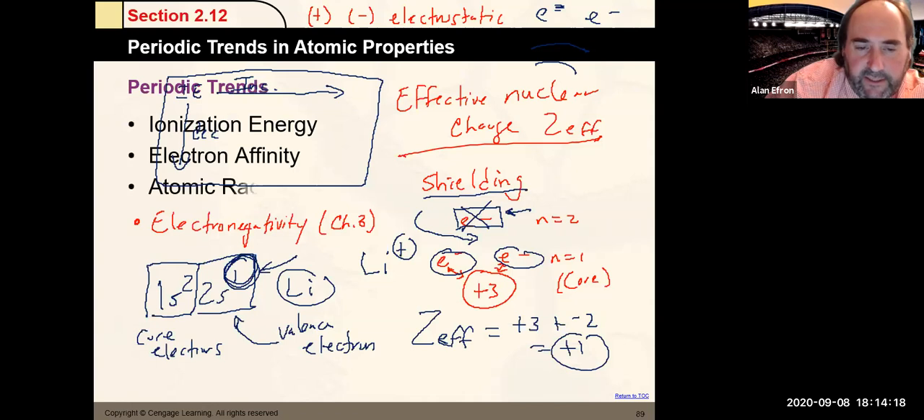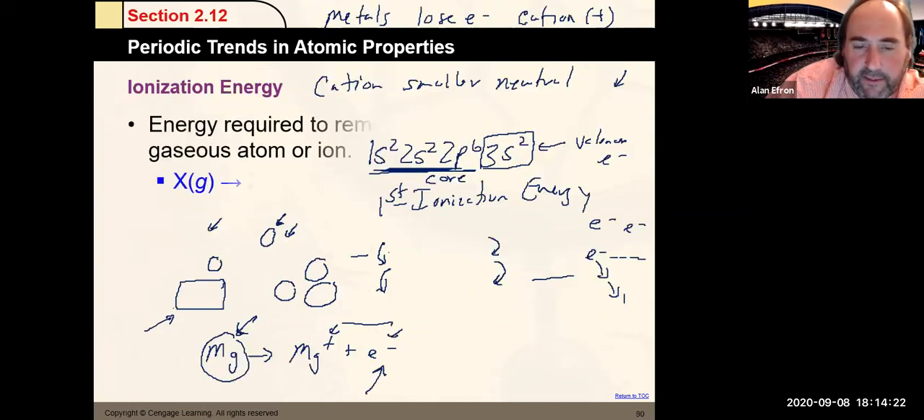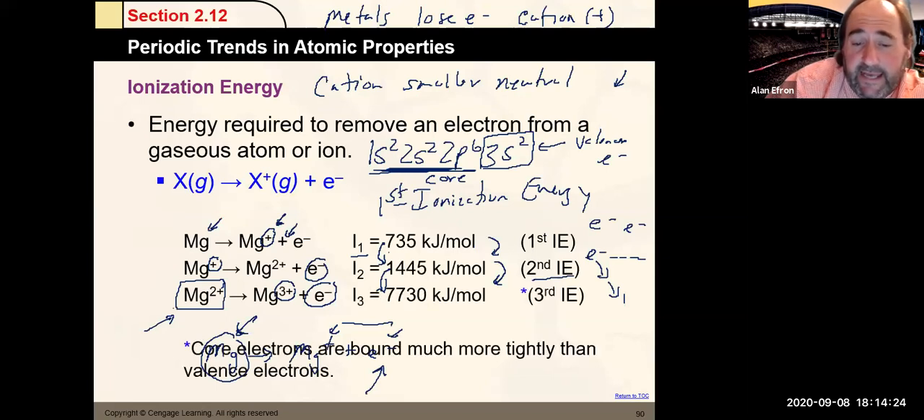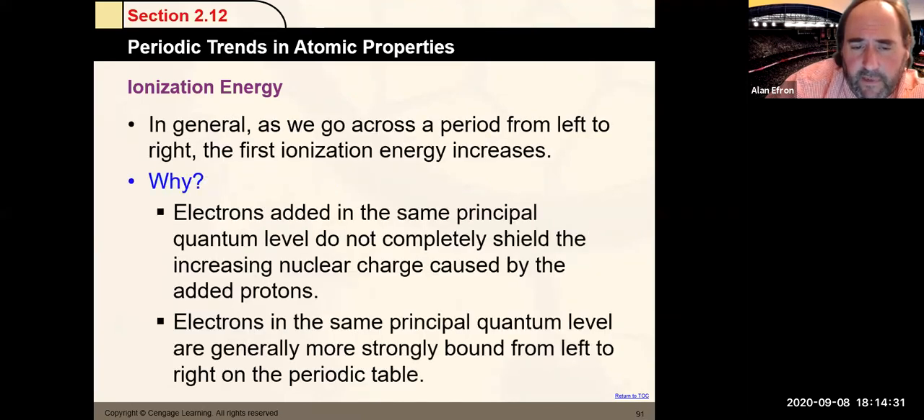So that's an important trend to know. The ionization energy, again, to the right and up on the periodic table increases, to the left and down decreases on the periodic table there.